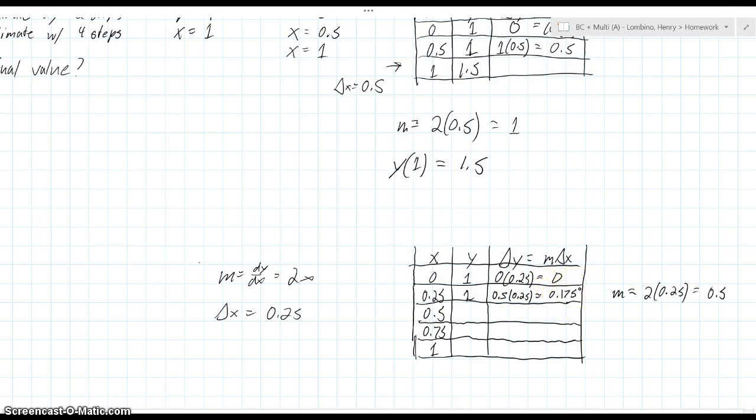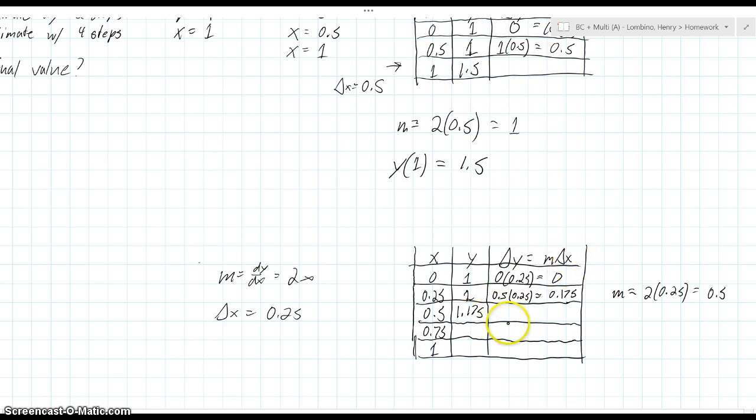So okay, so now our change in y is equal to that. So we're going to add that onto 1 because it's a change in y, and it's going to be now 1.125. All right. So now let's do it again.